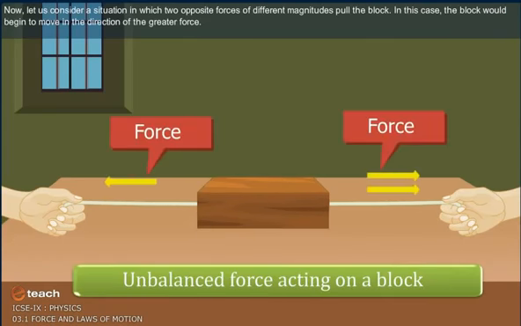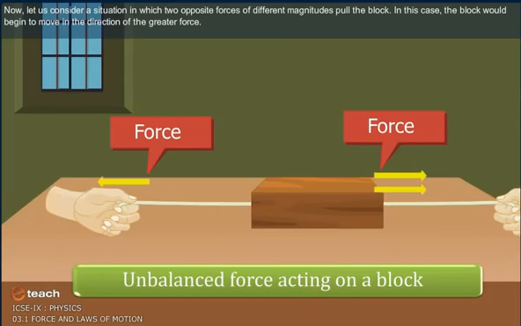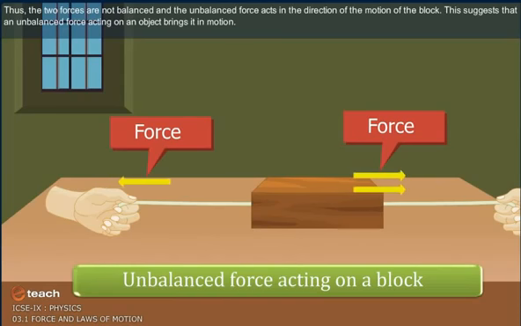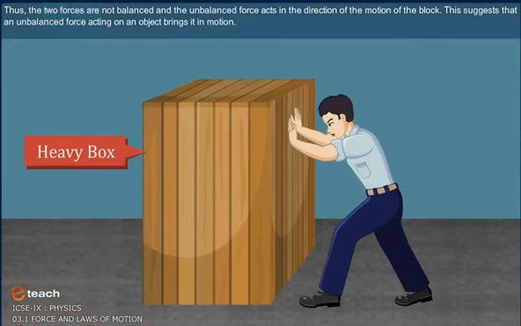Now, let us consider a situation in which two opposite forces of different magnitudes pull the block. In this case, the block would begin to move in the direction of the greater force. Thus, the two forces are not balanced and the unbalanced force acts in the direction the block moves. This suggests that an unbalanced force acting on an object brings it in motion.